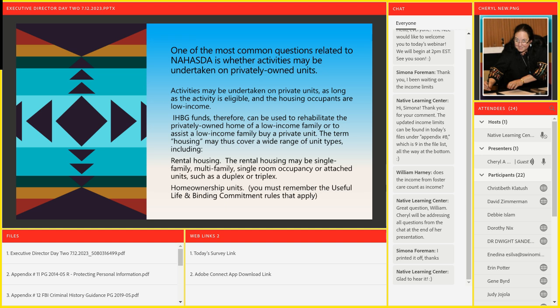Your IHBG funds therefore can be used to rehabilitate privately owned homes for a low-income family or to assist a low-income family buy a private unit. The type of housing thus can cover a wide range of unit types, including rental housing. It could be single-family, multifamily, single-room occupancy, attached units such as a duplex or a triplex, homeownership units, as long as you take into consideration the insurance and the useful life and binding commitment rules that apply, okay?